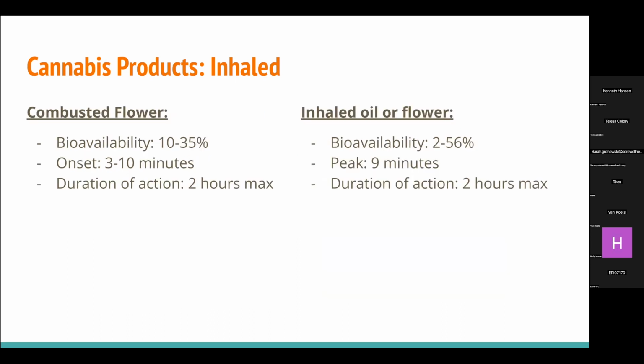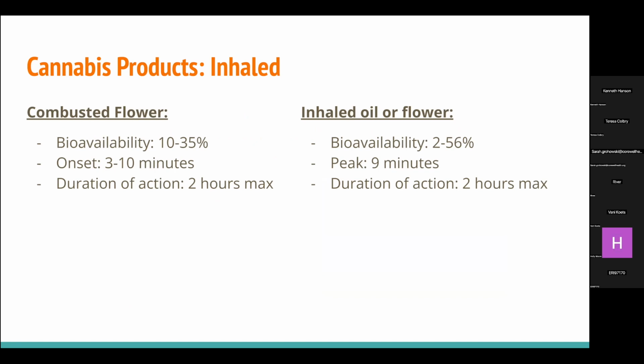Okay, so there's a little bit of difference between combusting the flower and vaping the oil or flower. For the combusted flower, the bioavailability is anywhere from 10 to 35%. It has a really quick onset of action of 3 to 10 minutes and a shorter duration of action, about 2 hours max. The bioavailability for the vape products really varies from 2 to 56%. Its peak onset is about 9 minutes and again has a pretty short duration of action, about 2 hours max.